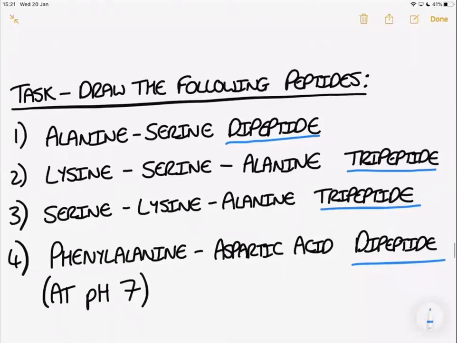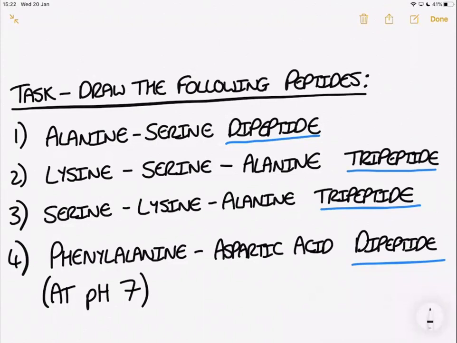So we've got a dipeptide, which is 2 units, alanine, then serine, in that order. And then 2 tripeptides, where it's the same 3 amino acids, but they are in a different sequence. And then finally a dipeptide with some fairly complex looking amino acids in, but also the additional complication that it's at pH 7. If you don't feel like you get all of this right, don't worry, but pause the video and have a go before we have a look at the solutions.